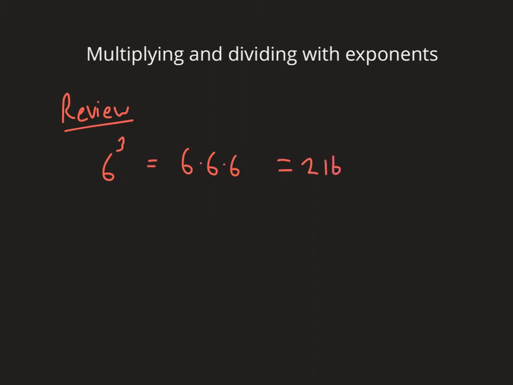So the exponent is just how many times you have it multiplied by itself. And this number here, again, is the base. And then, like we said, exponent, or sometimes it's referred to as the power. 6 to the third power.